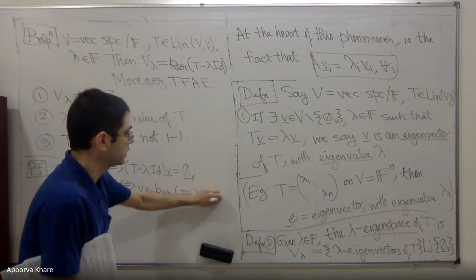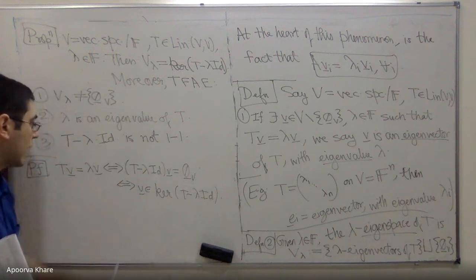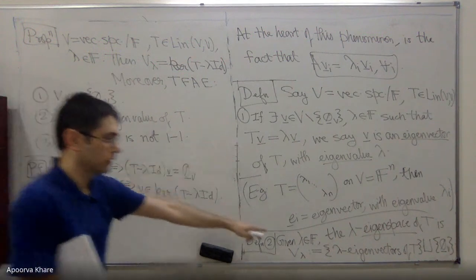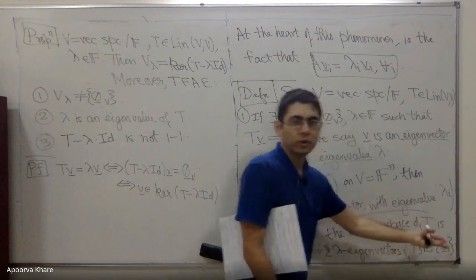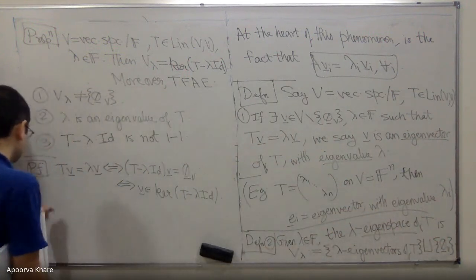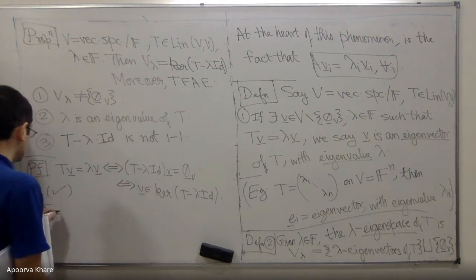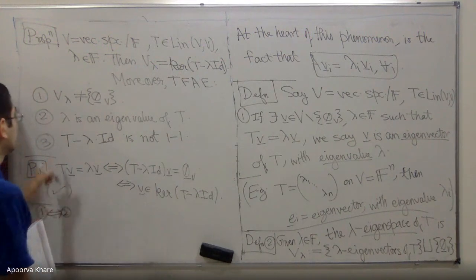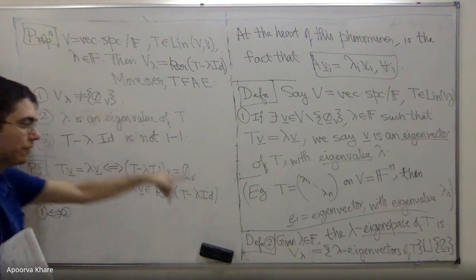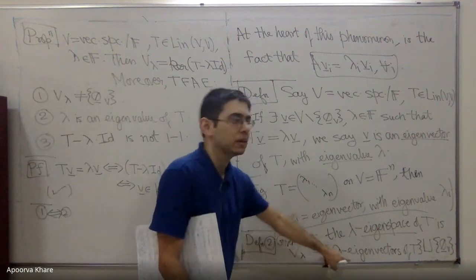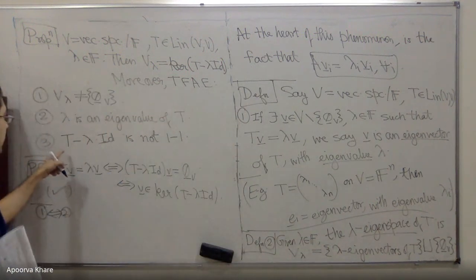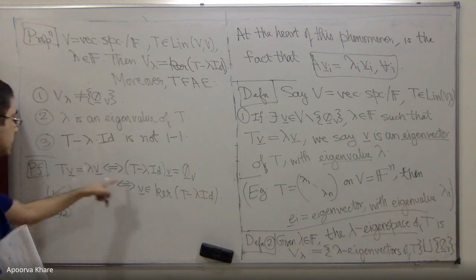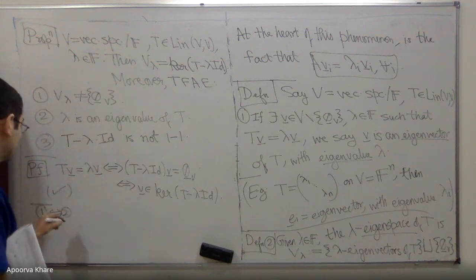Now, if you know that this is true, then you're done, right? Either v is non-zero, then it's an eigenvector, a set of eigenvectors, or v is 0, and that's all. Just do the first part, and then 1 if and only if 2 is therefore also obvious. V lambda is not 0 if and only if there is at least one element here. I'm doing 1 implies 3, right?